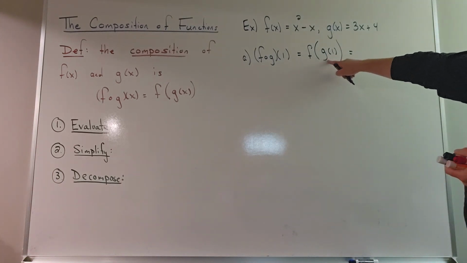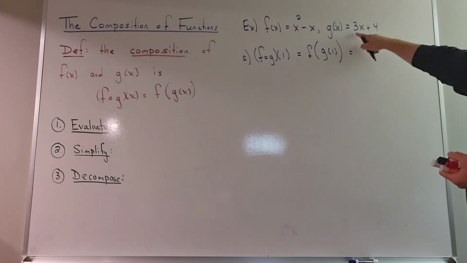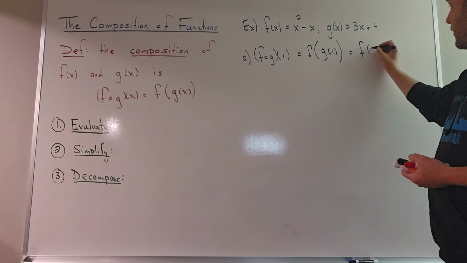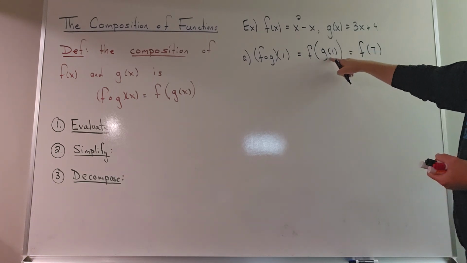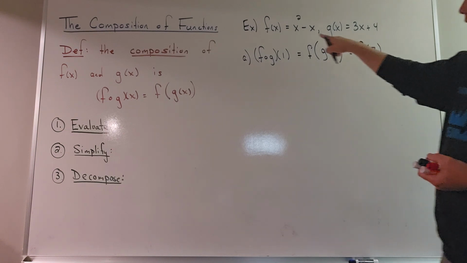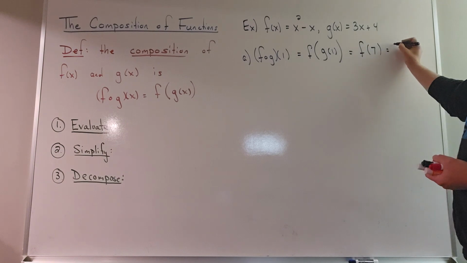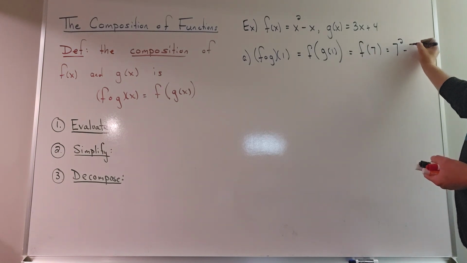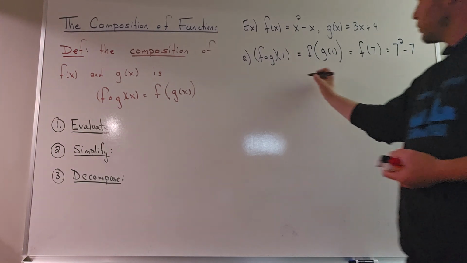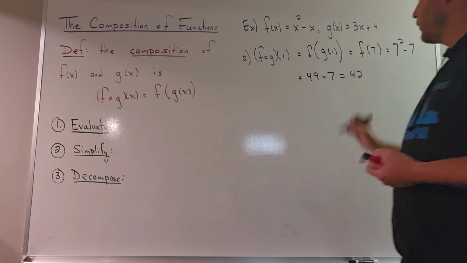1 gets plugged into g. That would be 3 times 1 plus 4, which would be 7. So then I would take 7 as my new input. Remember, g of 1 is equal to 7. Now I take 7 and I plug that into the function f, giving me 7 squared minus 7, which would be 49 minus 7, which gives me 42.